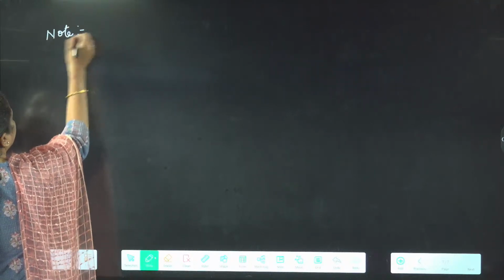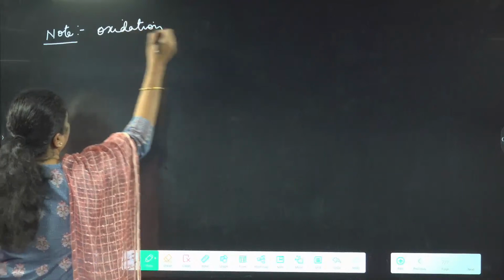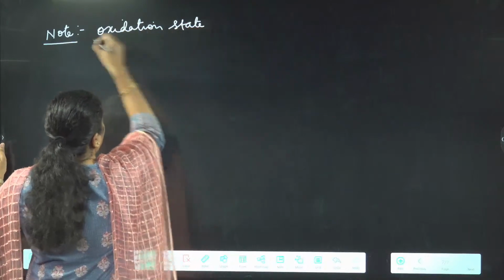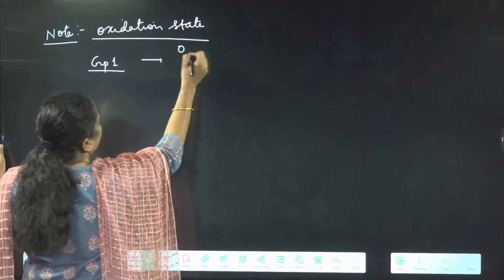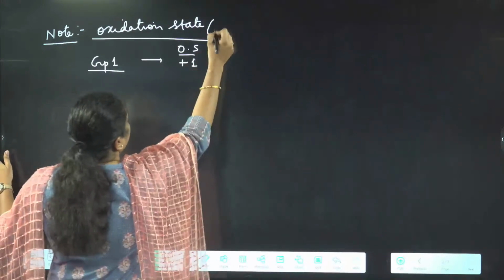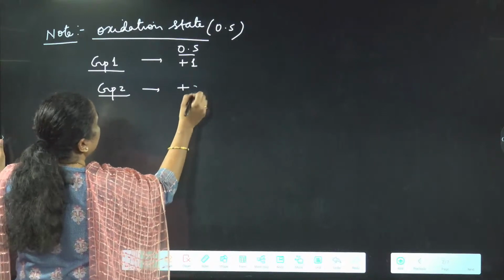Then now, I think we are done with all the properties here, and we can do one thing. We can write down the oxidation state as such. You can put a note here. Oxidation state. So if it is group 1, then the oxidation state is always +1. Group 2, it is basically +2.